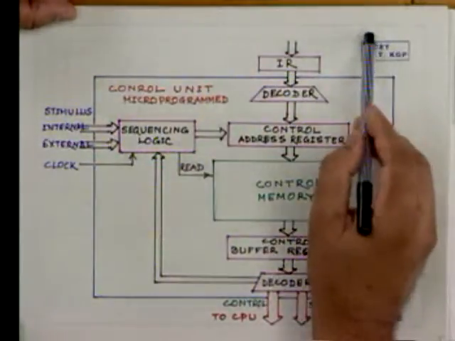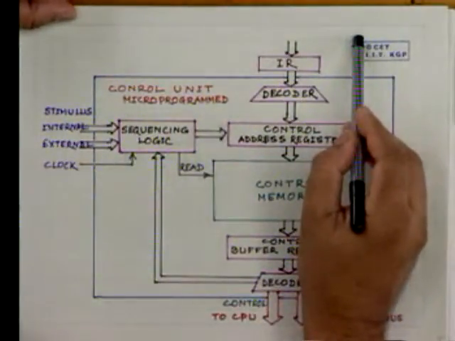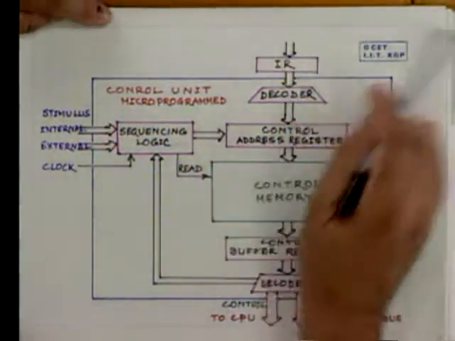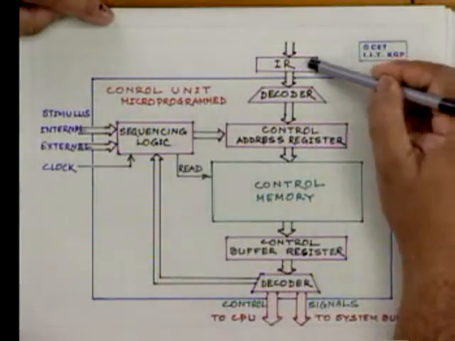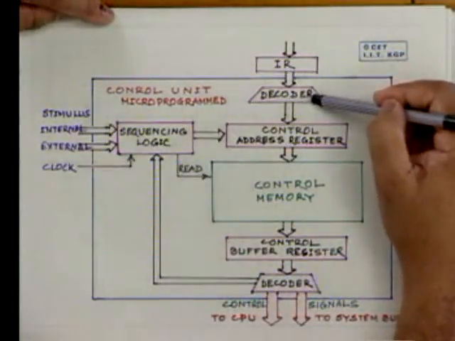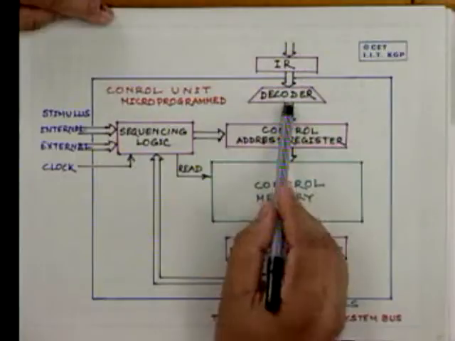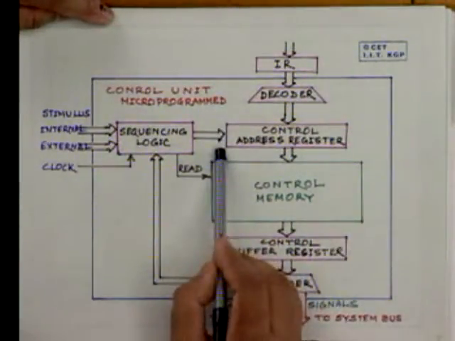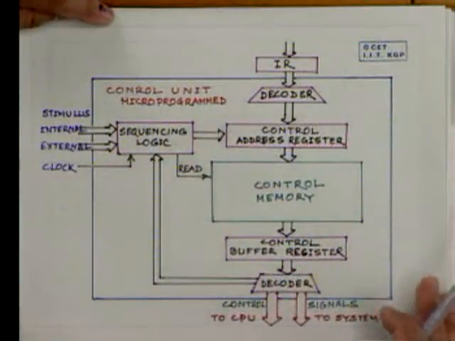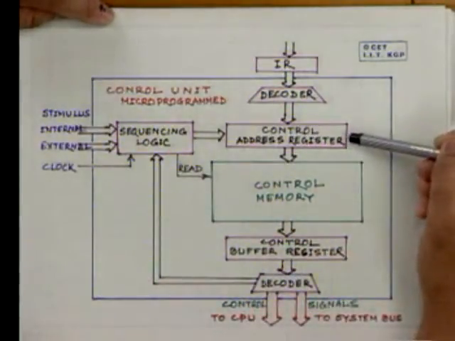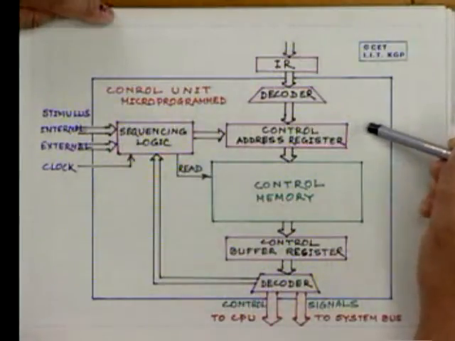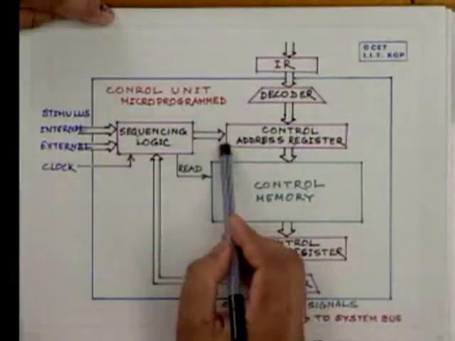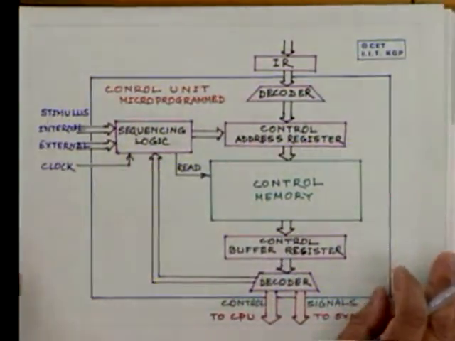Naturally, that instruction should come from the memory and will be channeled to the instruction register here, which will be decoded, and the decoded output should come to what we call a control address register. Previously, in the situation of a general program, we called it the program counter. Here, instead of program counter, it is called the control address register.